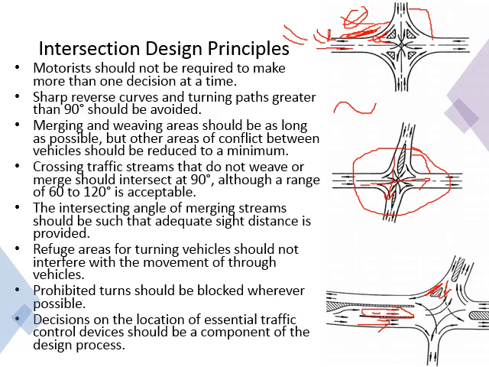Try to avoid or try to block the prohibited turns wherever it is possible. For example, you can see here, when you are in this area, you should be only able to go left because this is for left turning. So to go straight from here is prohibited.